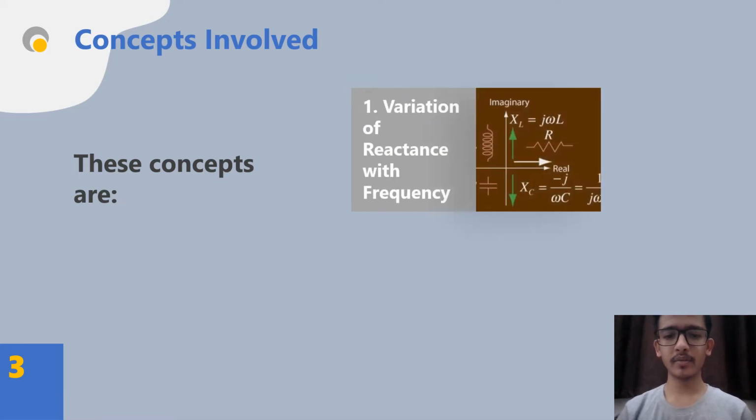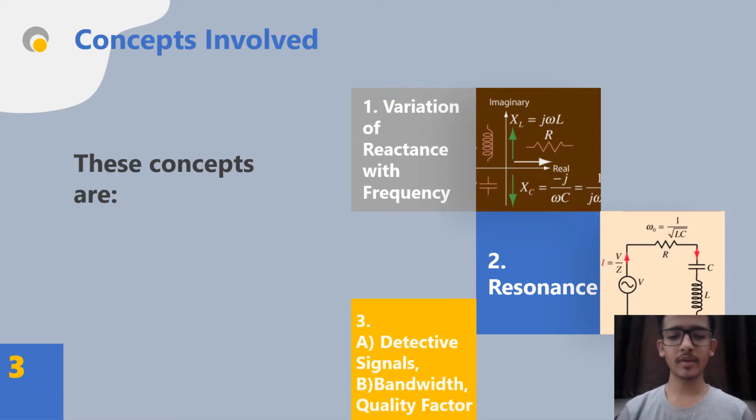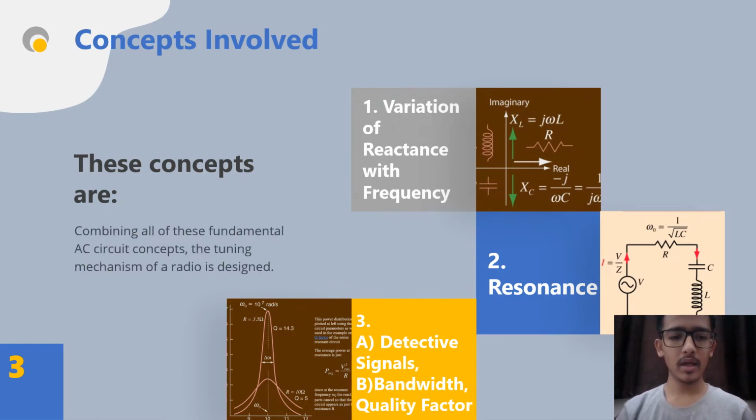So the first one is the variation of reactance of inductor and capacitor with frequency. The second one is the main part, which is resonance. And the third part of the project has two subparts. First is how the device actually detects signal, and the second part is the properties of resonance, which are bandwidth and quality factor. And combining all these fundamental AC circuit concepts, we can understand the design of the tuning mechanism of radios.